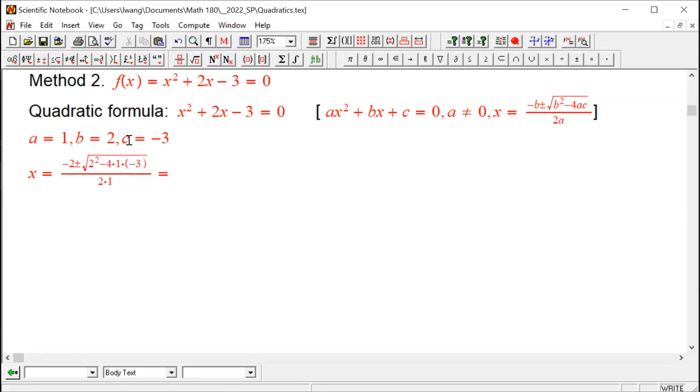Because we have plus minus, right? So we have negative 2 plus minus. What's in the square root? 2 squared minus 4 times negative 3. Negative 4 times negative 3, that's a positive 12. 12 plus 4 is 16. Square root of 16 is what? It's 4, right? So we have 4 here.